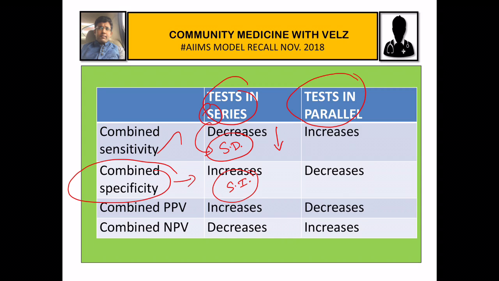So always remember the sensitivity comes first. In alphabetical order, E comes first, then only P comes. So you remember it as SP alone. So combined sensitivity for test in series decreases. For test in series, combined sensitivity decreases and the combined specificity increases.